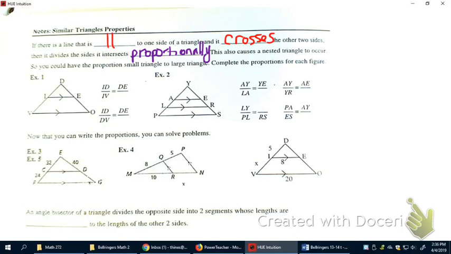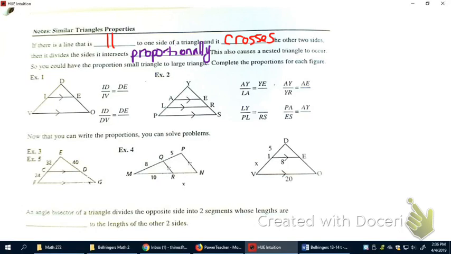So it causes the nested triangle. The nested triangle, we've talked about it a little bit, how there's a triangle inside of a big triangle. We've already talked about that. That's true. That's what that's talking about. But what happens is, as long as the lines are parallel, like right here, the little arrows mean parallel, then the sides are also proportional.